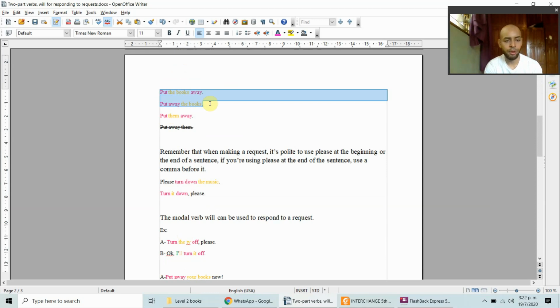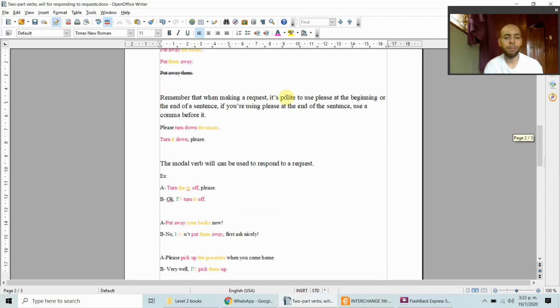Or put away the book. Since the book is not a pronoun, you can use it between the words or after the particle. But them, it's a pronoun, so you have to use it between the two words.